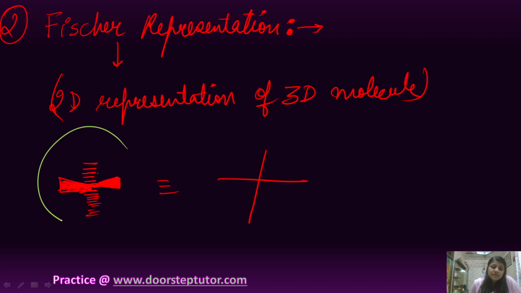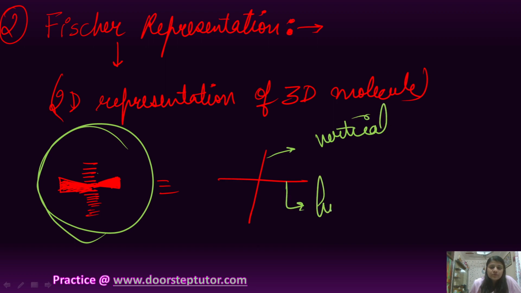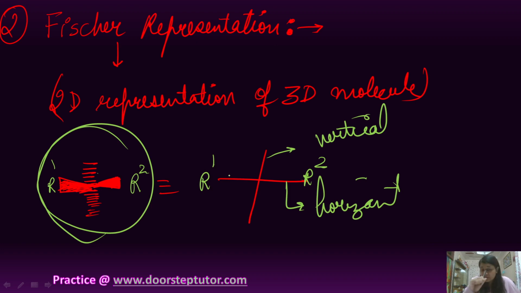this particular representation. In this representation, this is the vertical line, and this is the horizontal line. The horizontal line usually represents the above-the-plane stereo, because it means that the substituents R1 and R2, which are present on the horizontal line, are coming towards us. This particular horizontal line represents the above-the-plane stereo. It means that the R1 and R2 substituents are coming towards me, because I am the observer, so they are coming towards me.